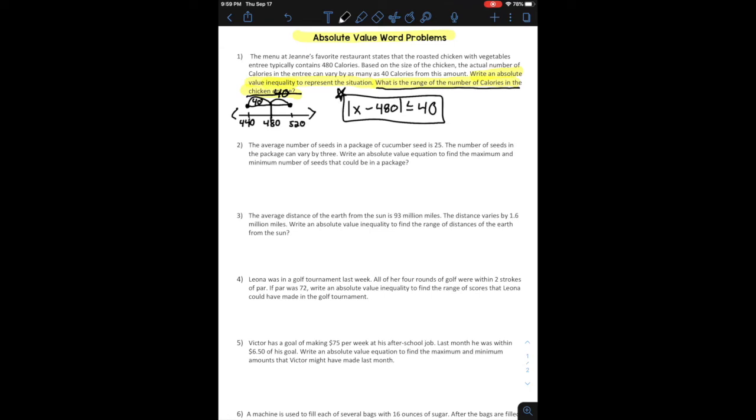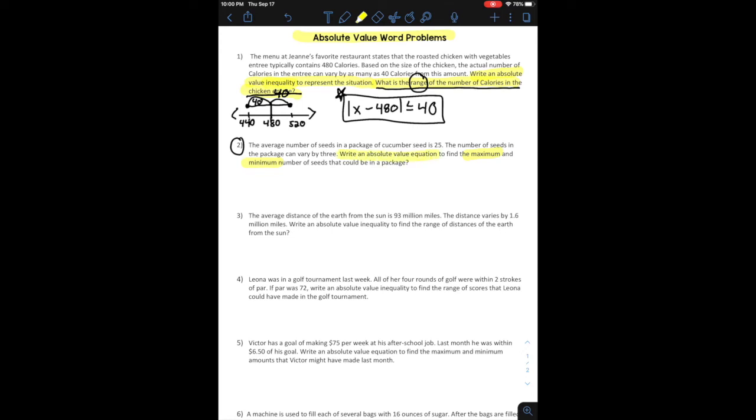So we just represented the situation with an absolute value inequality, and our answer would be in words. The calories could be anywhere from 440 to 520. Now in this problem, they asked for a range of numbers. In number 2 here, they're actually only asking for the maximum and minimum number. In this case, they're talking about seeds in a package, okay?